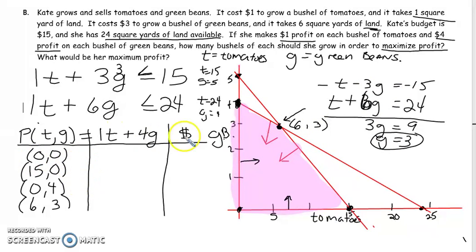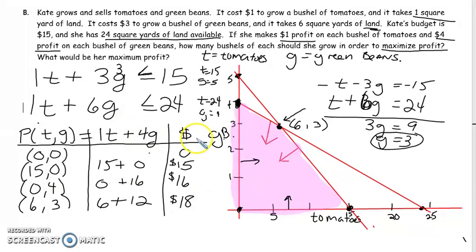Now, finally, we take each one of these points, we plug them in here, and we figure out which one makes us the most money. 0 tomatoes, 0 green beans, $0. Don't do it. 15 tomato plus 0 green beans. Guess what? You get 15 bucks. Yay! It's not worth your time. Plug in 0 tomatoes. 4 times 4 would be $16 for green beans. You can make 16 bucks if you did 0 yards of tomatoes and 4 of green beans. Let's plug in 6 here. 6 square yards of tomatoes. 6 times 1 is 6. Plus 3 times 4 is 12. So, ooh, 18. Looks like that's the biggest amount there.